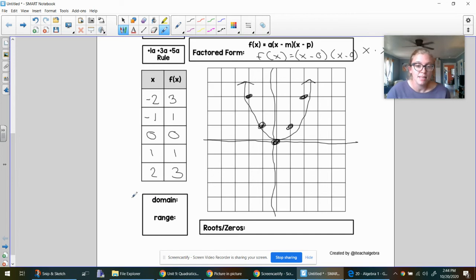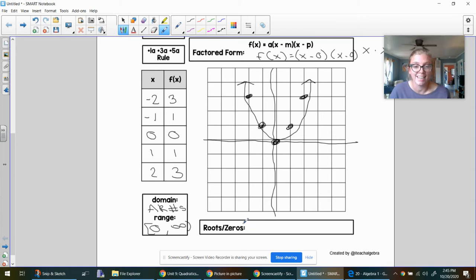Next up, I'm going to write my domain and my range. So my domain is all real numbers. I'm just going to write "all real numbers" to remember because we go from a left arrow to a right arrow. Here's a secret. All quadratic functions have a domain of all real numbers. It makes domain for quadratics very easy. They always go left to right from an arrow to an arrow. My range is going to go from 0 to infinity because the lowest point is at 0 and the highest point is at infinity.